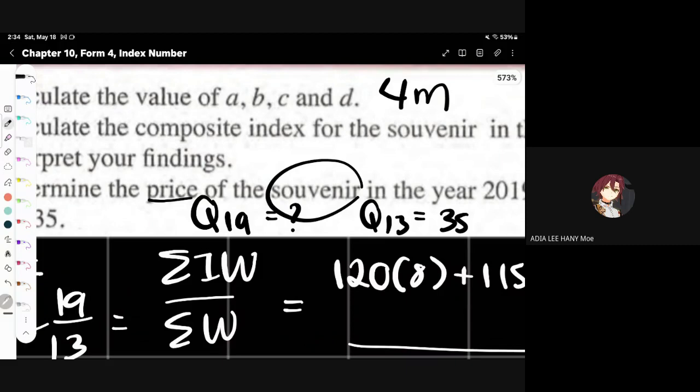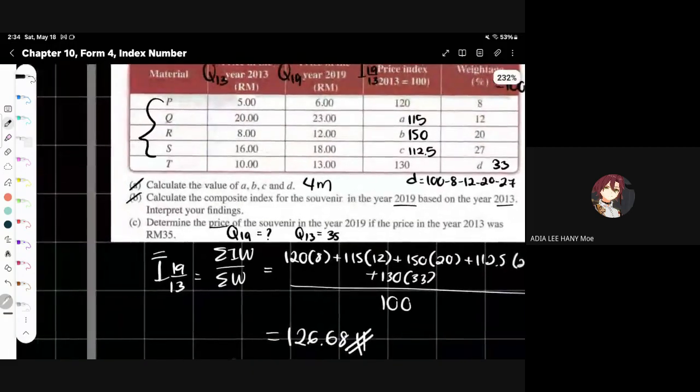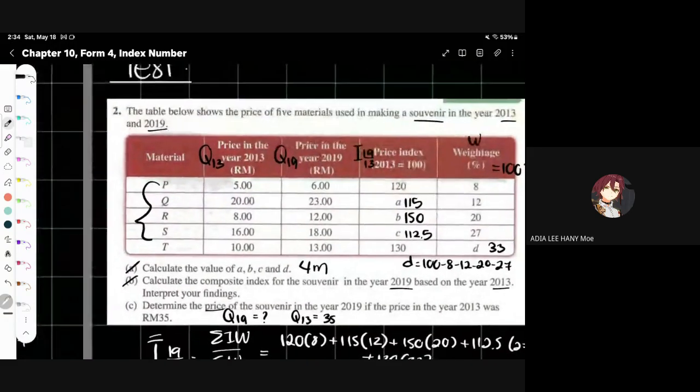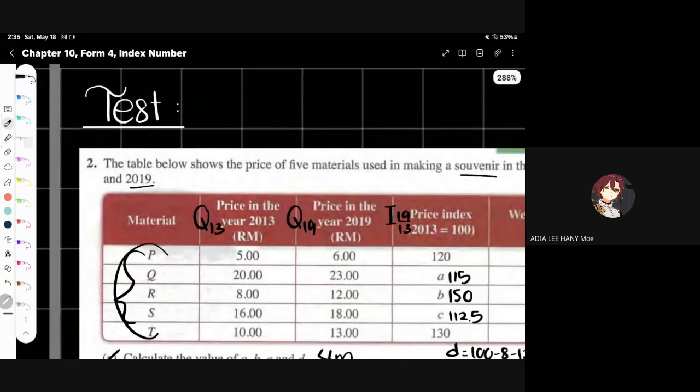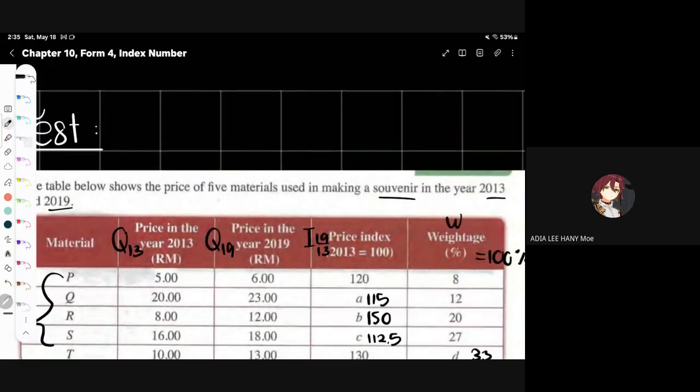Okay, souvenir. First of all, souvenir, right? In the year blah blah blah. Do they mention determine the price, the composite index of the material P? No, right? They mention souvenir. What is all of this material for? Actually, all of this material, right? 5 materials used in the making of the souvenir.